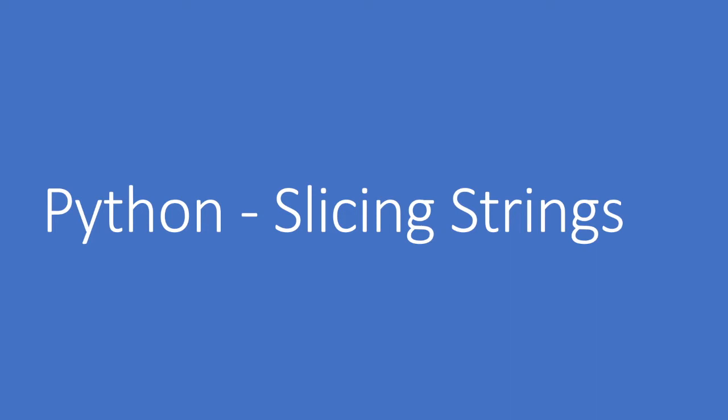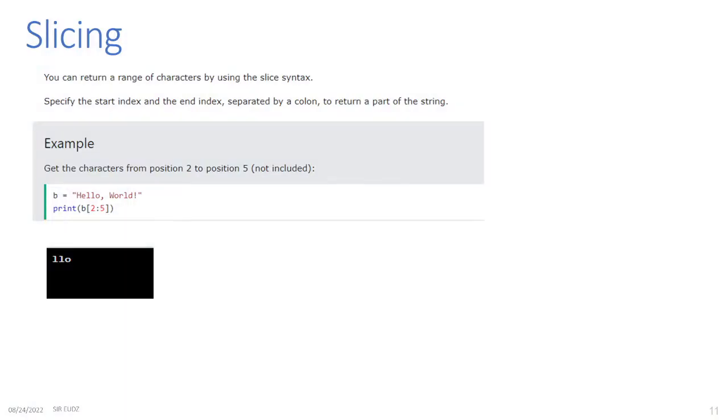Now, how we can also slice strings in Python. So slicing, you can return a range of characters by using the slice syntax. Specify the start index and the end index, separated by a colon, to return a part of the string. For example, get the characters from 2 to 5, and position 5 is not included. So b equals hello world, print b 2 to 5.